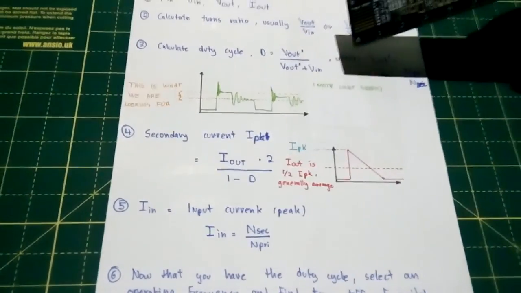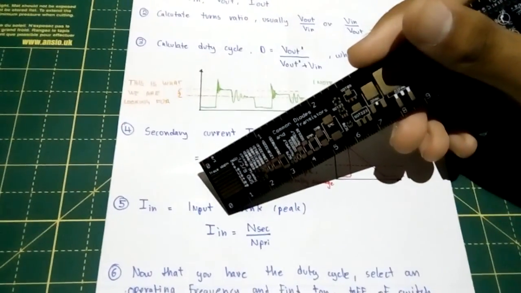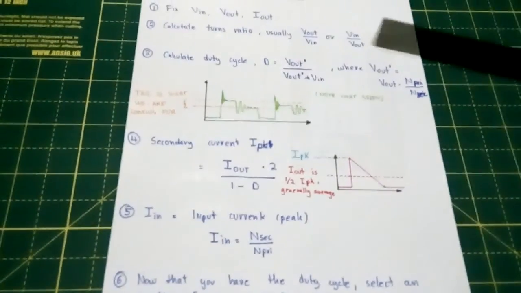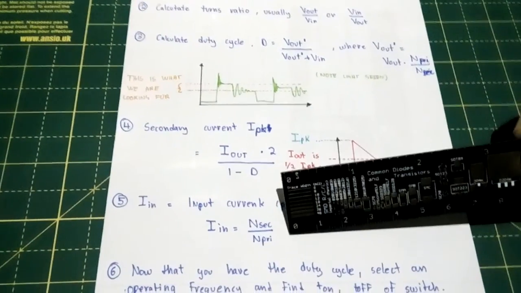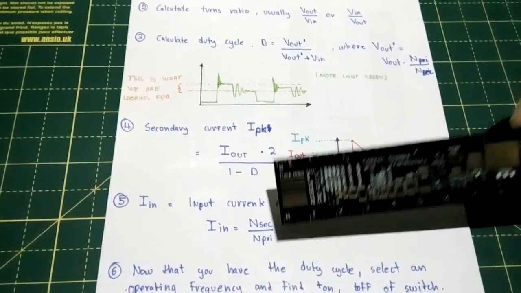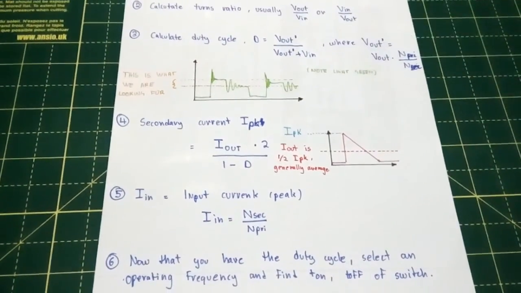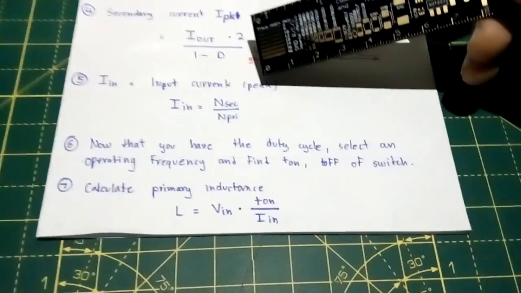And now the input current, which is the primary current in your transformer, the peak primary current, which is I in equals number of secondary turns divided by number of primary turns times the output current. I forgot to add that. Sorry, multiply this by the input current, because your current gets divided down in the transformer turns ratio. So this is what you need to calculate the input current.